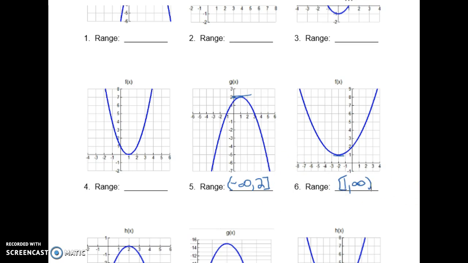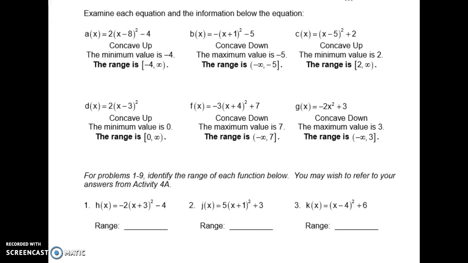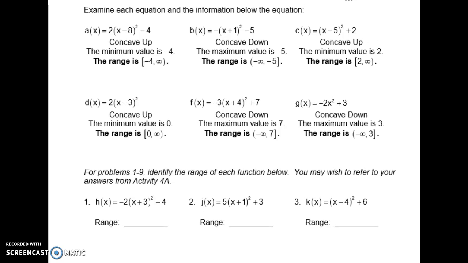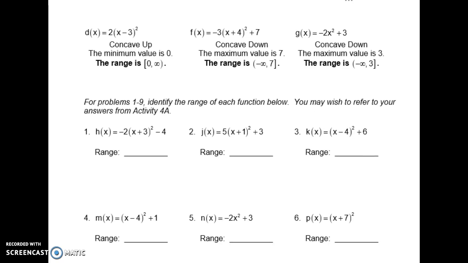And so that's how it's going to work when we're dealing with the graphs and figuring out the range. Same thing when we're looking at an equation. Again, figure out, is it concave up or down? What's the minimum or maximum value? And then find the range from that. A question like number 2 we know is concave up. So we're dealing with a minimum value. And that minimum value is 3. And it goes to infinity. Bracket the 3. Parenthesis around infinity.